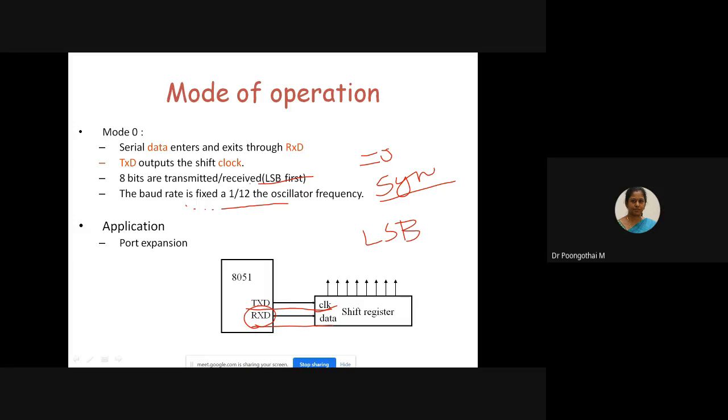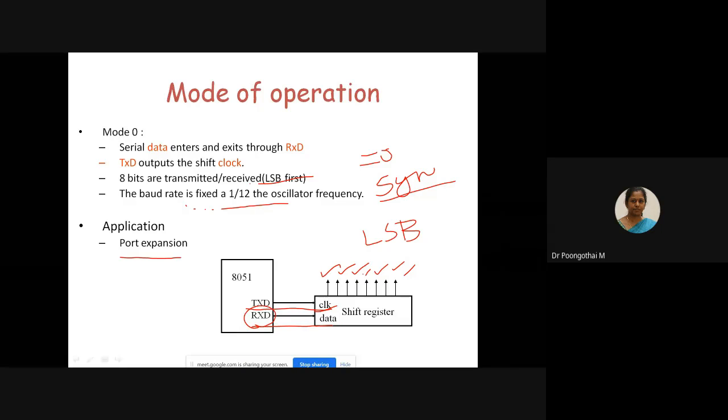So the application is only port expansion. It will provide port expansion, that is, it will improve the 8051 port capability. Additionally, using this block we can get 8-bit data lines. So mainly it is applicable for port expansion, not for transmission and reception. Okay.